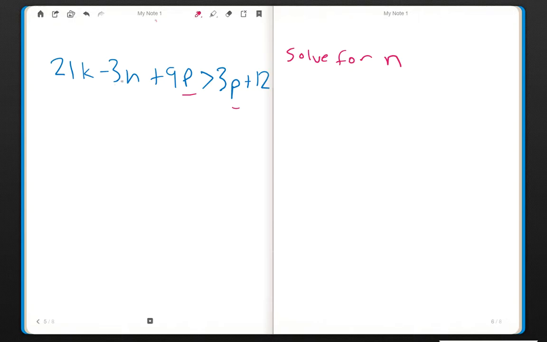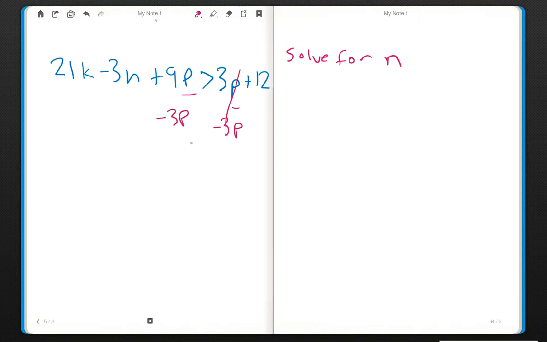So we want n. I want to keep n on the left, so I'm going to bring this p over here. The best way to do that, it's a positive 3p on this side, so you do the opposite operation. We're going to subtract 3p from that side, subtract 3p from that side.